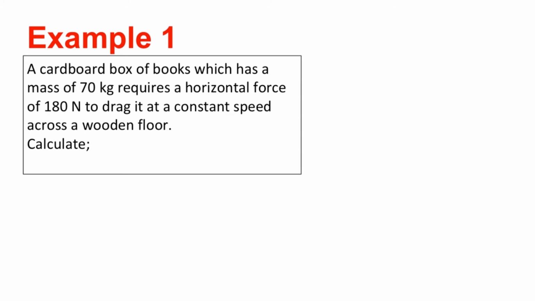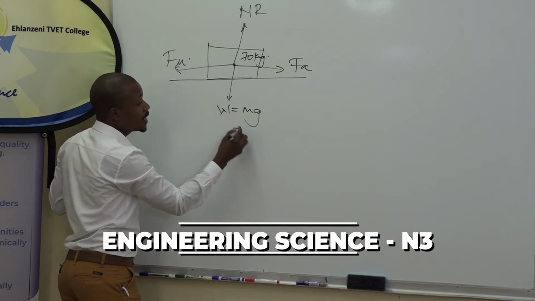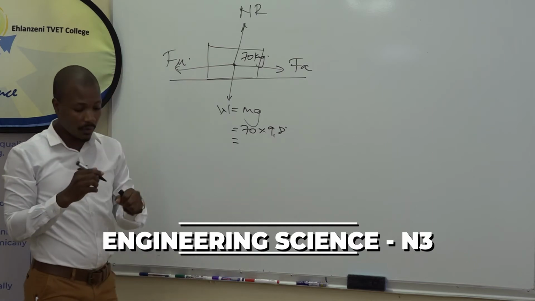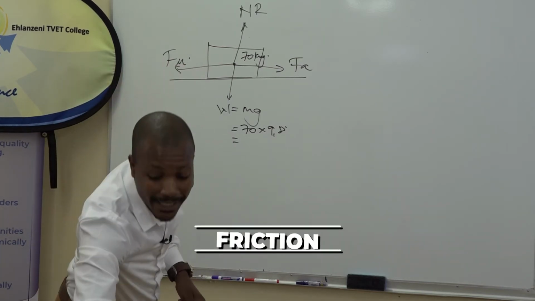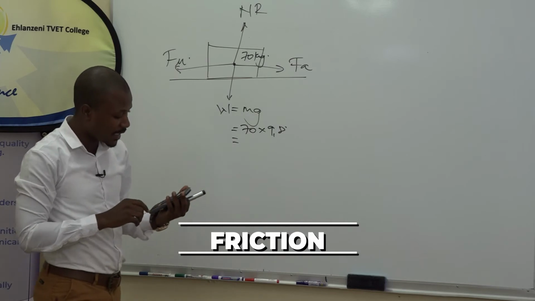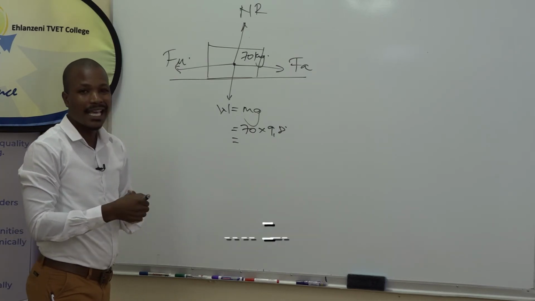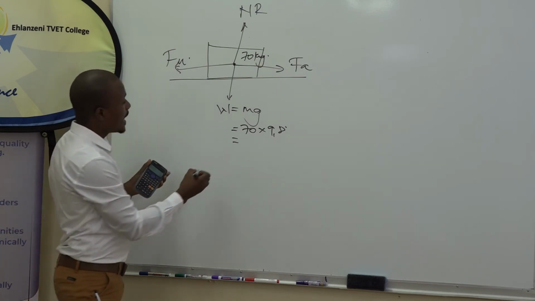What are we given? We are given the mass of this particular cardboard box. The mass is 70 kg. With this 70 kg, we need to find the weight of this object. How do we find the weight? We need to substitute it here. It means that weight will be equal to 70 multiplied by 9.8. Now you should be calculating that. You should be punching in your calculator. Gladly, I have my own calculator here. So I can find that 70 multiplied by 9.8 is 686.